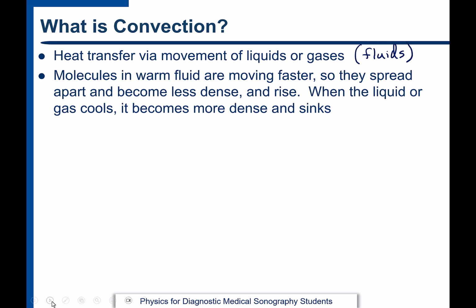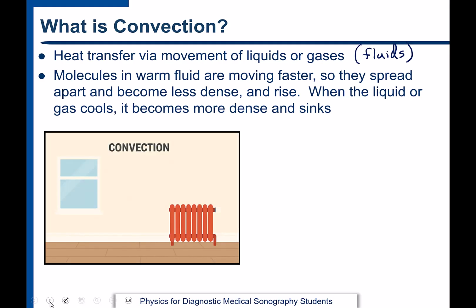So what happens in convection is that the molecules or atoms that make up the substance start to absorb energy and move faster, and therefore they spread out and become less dense. And so we know that something that's less dense is going to rise relative to something that's more dense. When a liquid or a gas cools, it becomes more dense and sinks. So let's look at some examples that illustrate this.